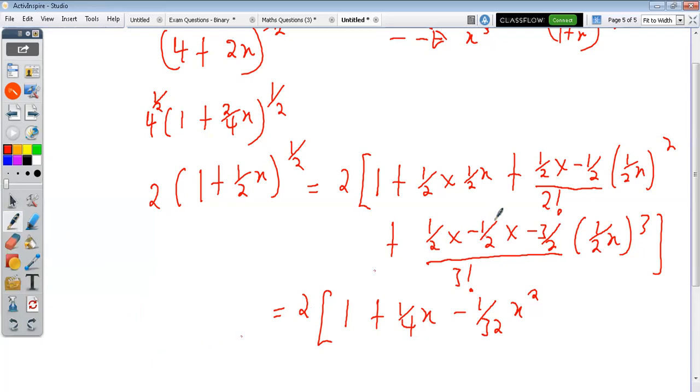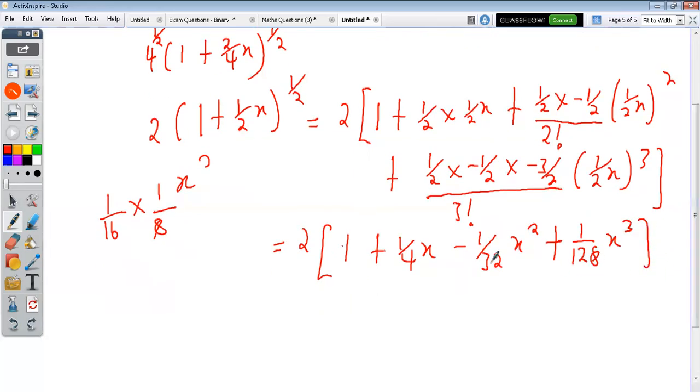Half times minus half times negative 3 over 2 divided by 3 factorial is 1/16. Then 1 over 6. Multiply by 1 squared, so 1 over 2 cubed is 8x cubed. So we're saying 1 over that multiplied by that. That's a positive. What do you get? 1 over 16 times 1 over 8, so 1 over what? 128. 1 over 128 x cubed.